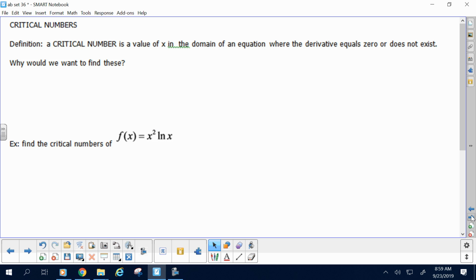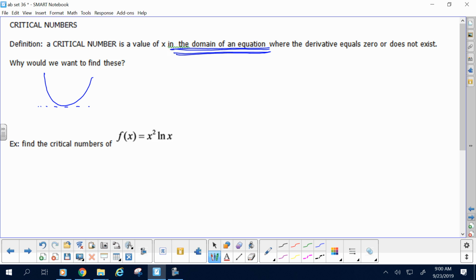All right, critical numbers. This is actually the real lesson in the book, but you'll see why you needed to talk differentiability first. A critical number is a value of x that's in the domain of the equation. Please underline that. I can guarantee you that gets forgotten all the time. Where the derivative is 0 or does not exist. Now, why do we want to find these? Because they're interesting. If I say, hey, the derivative is 0 here, in that picture, that indicates that critical number is a min.